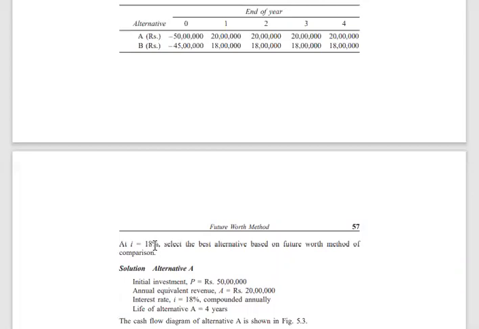Here they have given the initial investment, that is the principal, as 50 lakhs in alternative A, and for alternative B, 45 lakhs. Also, the annual equivalent revenue is taken as 20 lakhs for alternative A and 18 lakhs for alternative B. And we have the interest rate i as 18 percent, compounded annually. See, 0, 1, 2, 3, 4. So compounded annually, and the life of the alternative is also 4 years.